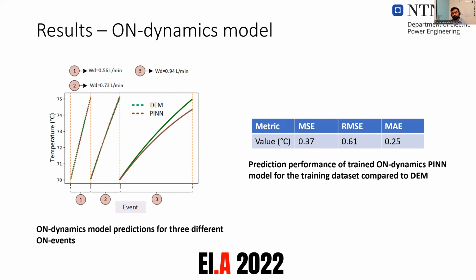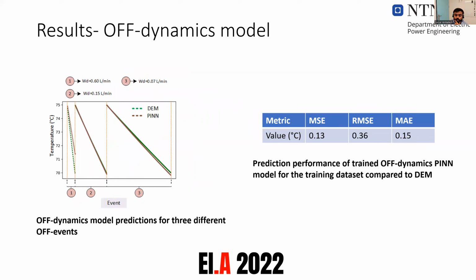So this is the result. After training, we evaluated the performance of the PINN. As you can see from the table, the mean absolute error for the on dynamics model is only 0.25 degrees Celsius. And from the graph, you can see it is similar to the differential equation model. For the off dynamics model also, the case is similar. Mean absolute error is 0.15 degrees Celsius, and the graph shows PINN has comparable performance.